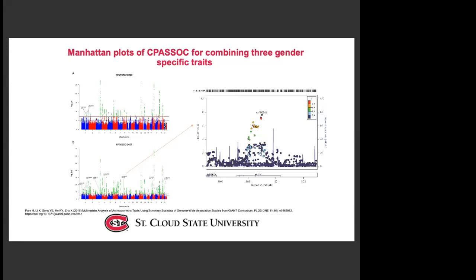If you analyze those traits separately, you won't be able to find this one. And if we combine them together, we were able to identify more. Make sense? Okay.